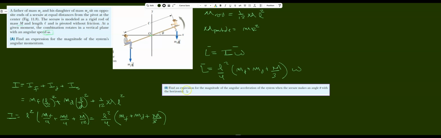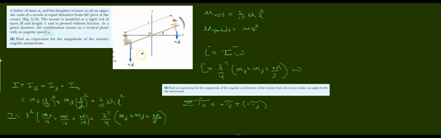So now there is question B. Find an expression for the magnitude of the angular acceleration of the system when the seesaw makes an angle theta. As we can see in the same drawing, at this angle theta, there is net torque on the seesaw because this force, the weight of the father, is larger than the weight of the daughter. So what we can do is add all the torque around the pivot O. That's going to be the positive torque because of the father, plus the negative torque because of the daughter.